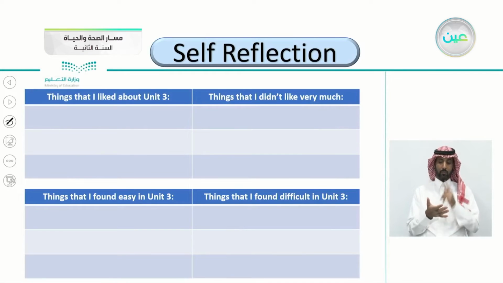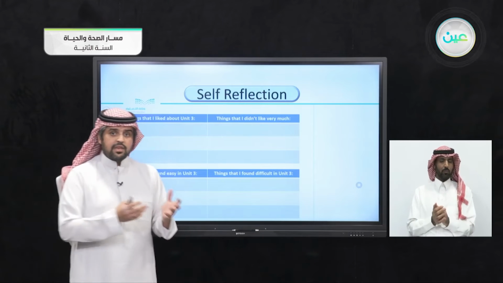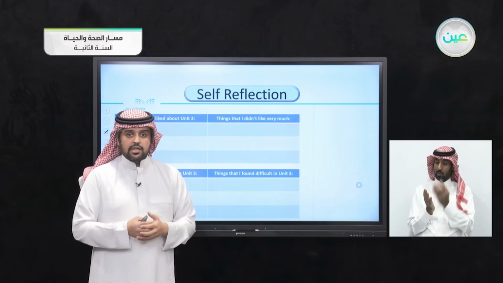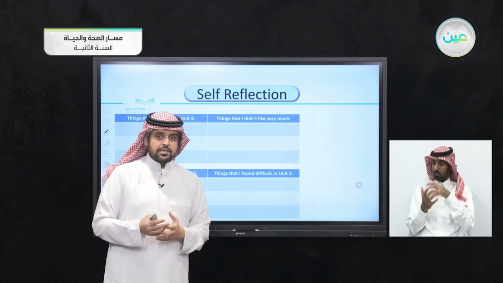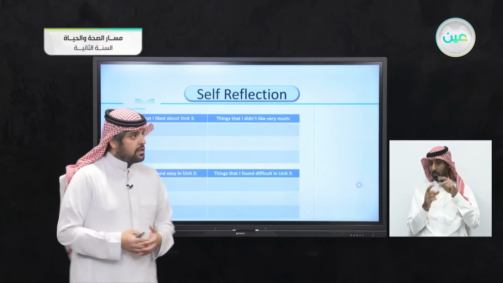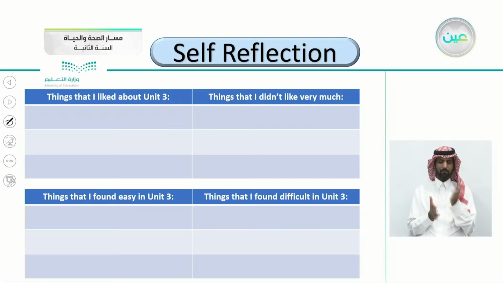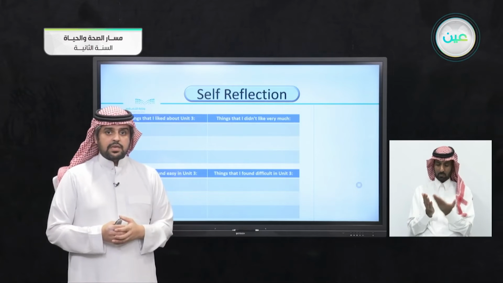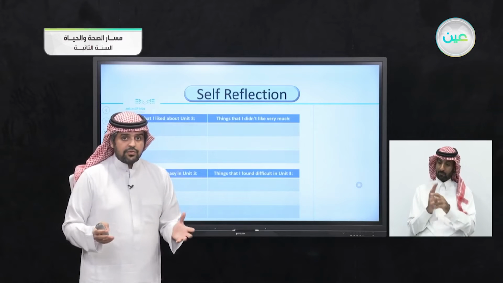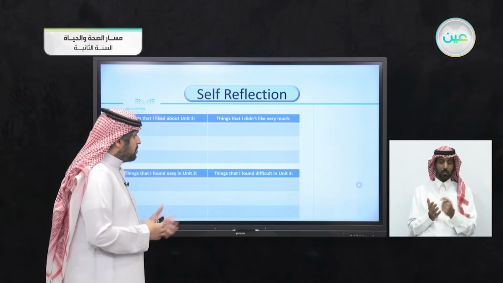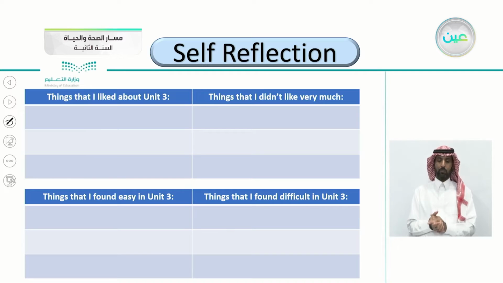So this is the self-reflection here. Things that I liked about Unit 3, things that I didn't like very much. Things that I liked about Unit 3. What did you like? Did you like the theme about traveling? Did you like the visual aids, the pictures, the audio, the videos maybe? Things that you didn't like. What didn't you like? Maybe some of the lessons were hard for you. So this is an important part that you didn't like very much.